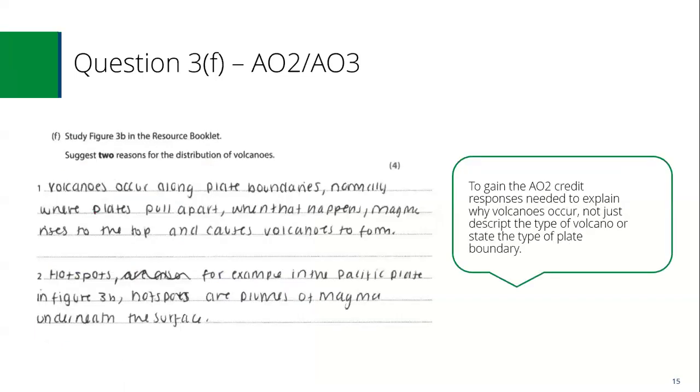So if we look at these, volcanoes occur along plate boundaries, normally where plates pull apart. When that happens, magma rises to the top and causes volcanoes to form. Hotspots, for example, in the specific plate in figure 3B, hotspots are plumes of magma underneath. This one here was awarded 3 marks. There's a basic reason provided in the first part, and then the point related to hotspots, which uses named evidence from it. So it doesn't actually tell us anything about the distribution as much on the first part of it, but the second part was much better.